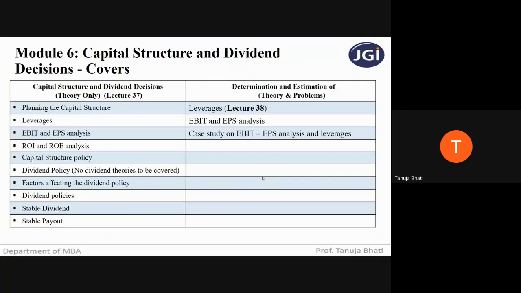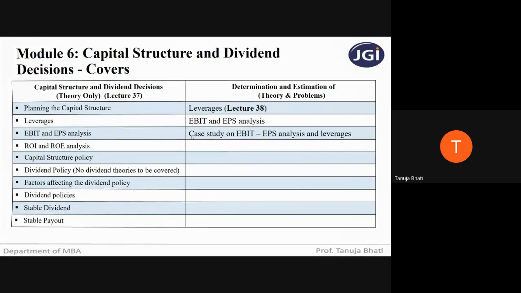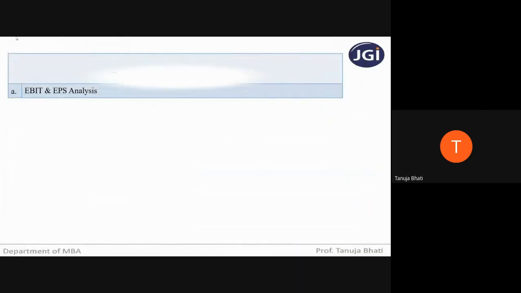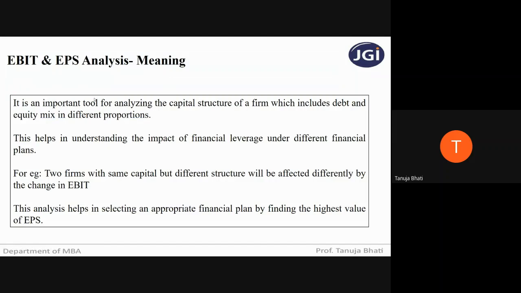So module number 6, as we know, we had already seen capital structure and dividend decisions theory under lecture number 37. We saw leverages in a previous lecture, that is lecture number 38. So today we are just left with EBIT and EPS analysis. So let us first understand what this type of analysis is and then see problems on that. So let us first understand the meaning of EBIT and EPS analysis.